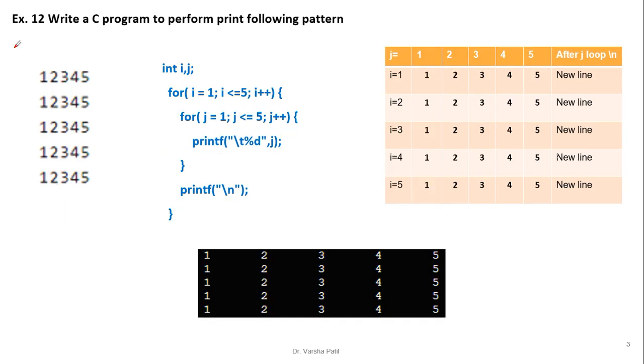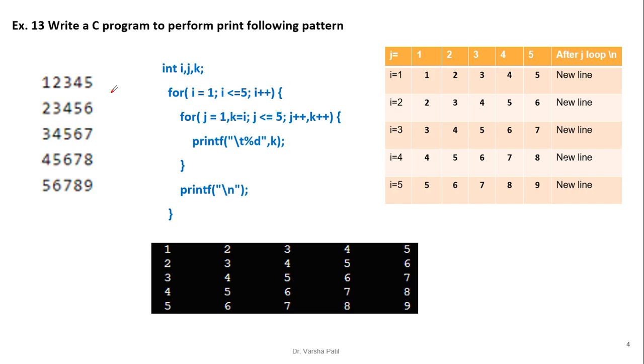Now the next program is to print the following pattern. Here we can see that whatever the value of j, we have to print. So that's very easy. This is the for loop, the outer loop, and this is the inner loop, and in the inner loop we are printing printf %d comma j. So we are printing the value of j. In this way this can be printed.